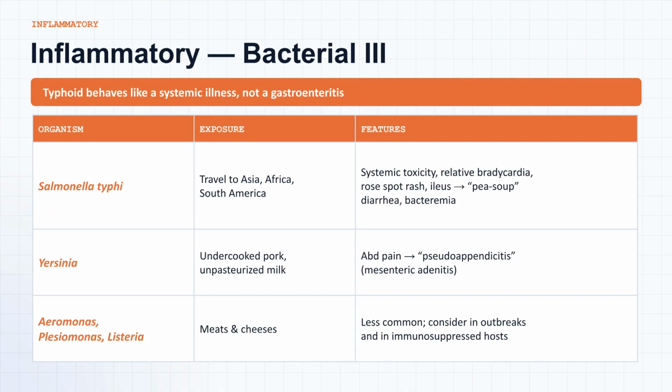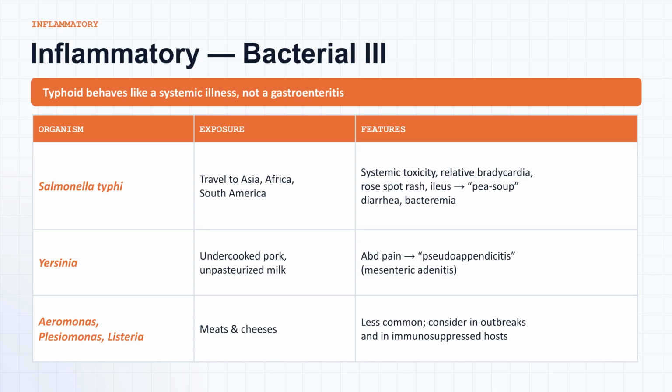Salmonella typhi is a different animal from its non-typhoidal cousin. The exposure is travel to Asia, Africa, or South America. The picture is systemic toxicity rather than a simple gastroenteritis. Look for relative bradycardia, a fever that climbs while the pulse stays low. Look for the rose spot rash. The bowel often goes quiet with ileus first, then produces the classic pea soup diarrhea. Bacteremia is expected. In the other category, Yersinia comes from undercooked pork and unpasteurized milk, and causes pseudoappendicitis from mesenteric adenitis.